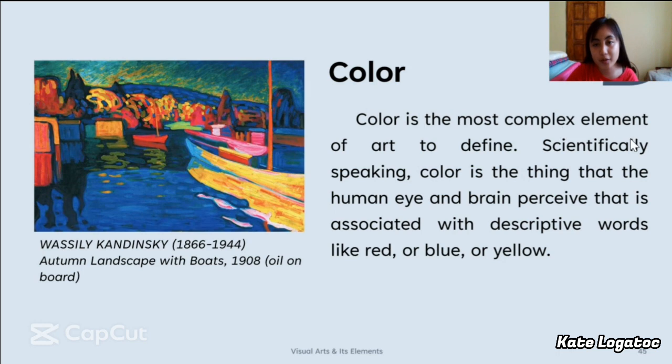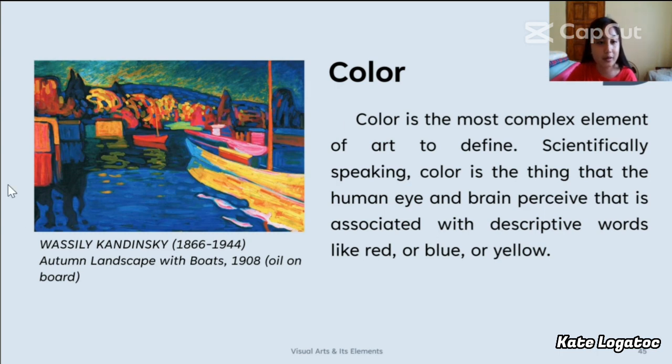So color is the most complex element of art to define. Scientifically speaking, color is the thing that the human eye and brain perceive that is associated with descriptive words like red or blue or yellow. In the visual arts, color theory is the body of knowledge for artists that describes and categorizes color, its properties, behavior, and effects. Color is the visual element that has the strongest effect on our emotions. So we can use color to create the mood or the atmosphere of an artwork.